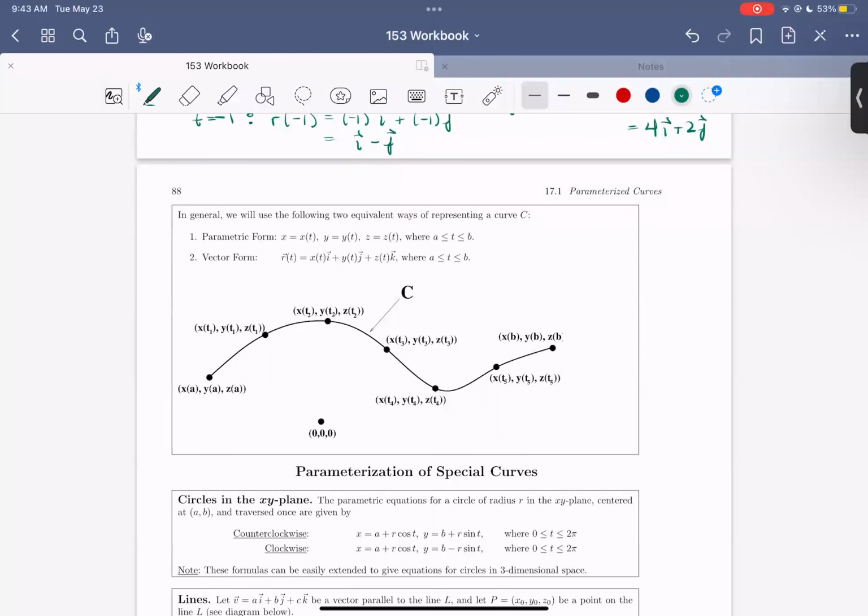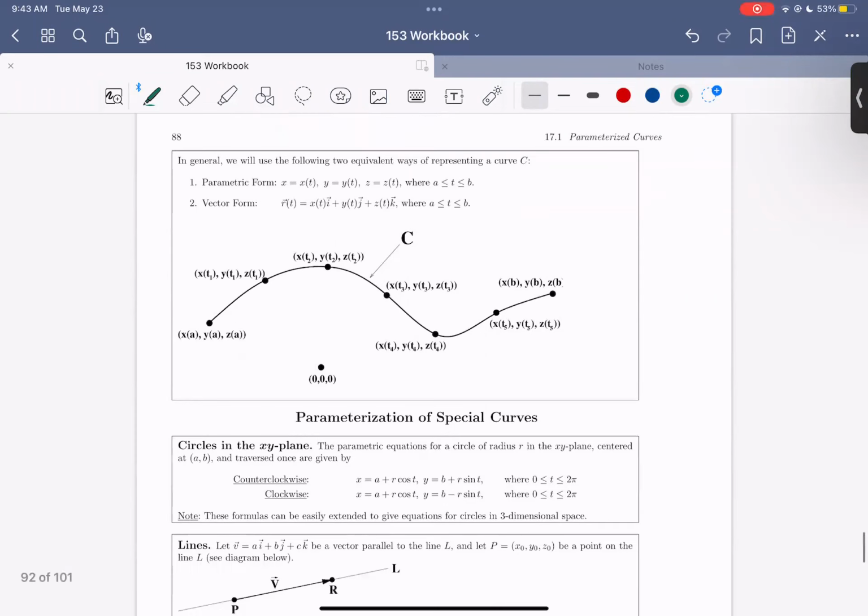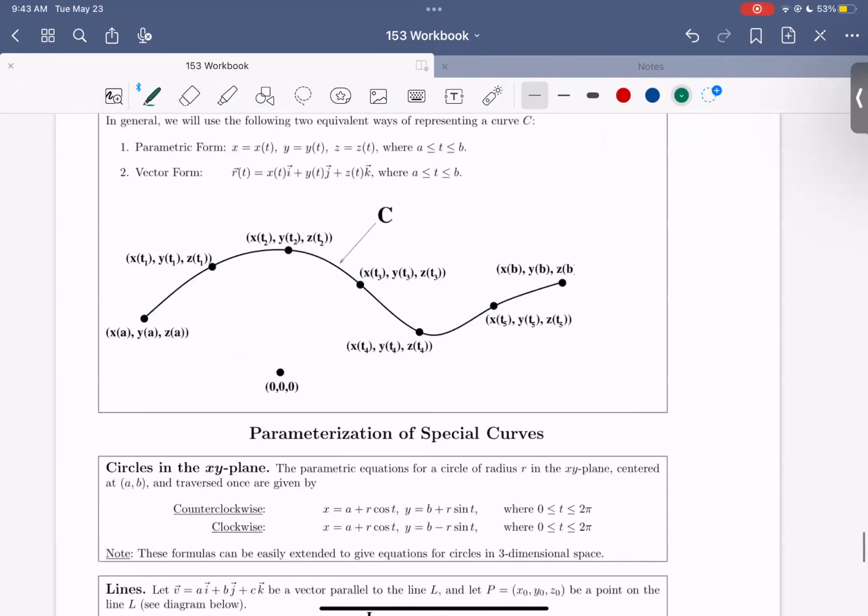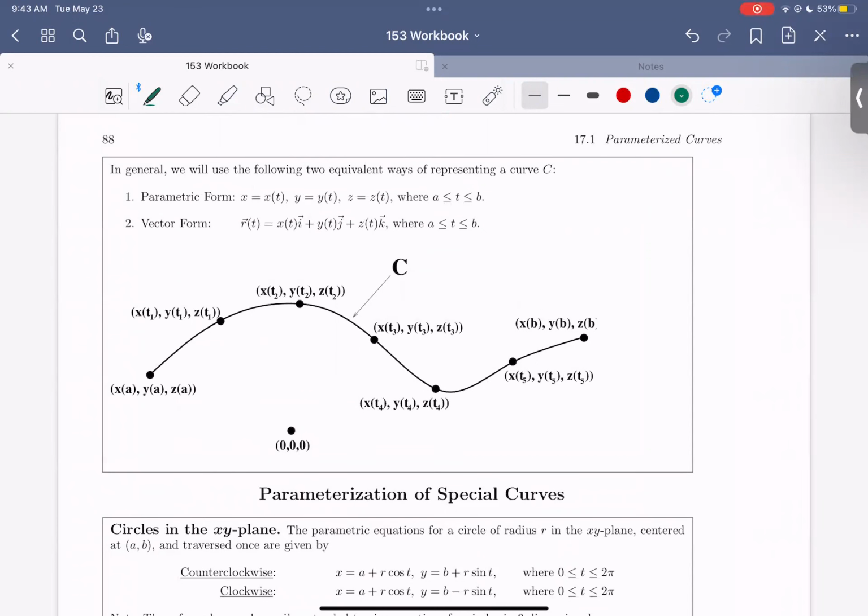In this video, we're going to summarize some of the important topics that we saw in this section 17.1 on parametrized curves. So let's go ahead and read through some of these boxed ideas together. So first of all, in general, in these examples too, we've seen two ways of representing a curve. Those two ways, we call them parametric form. And that means we have equations of the x, y, and z coordinates given to us as functions of t. And then we also need to specify what t is doing. So t is going between a and b.